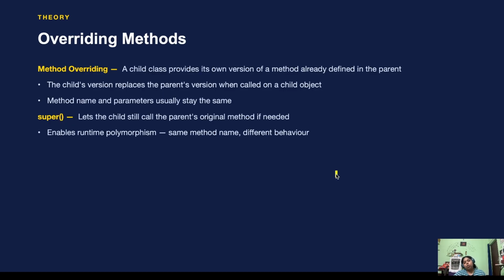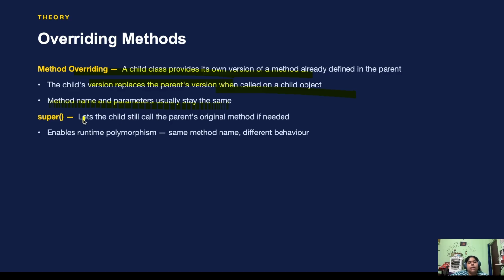If you talk about overriding, what is overriding? Method overriding: a child class provides its own version of a method already defined in the parent, right? The child's version replaces the parent's version when called on a child object. Method name and parameters usually stay the same. So it is just that the same method is being defined differently, and that's how it actually changes it.